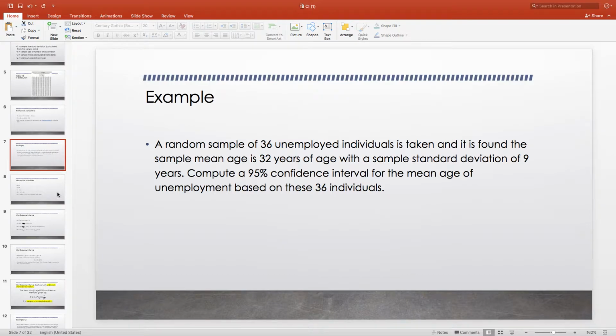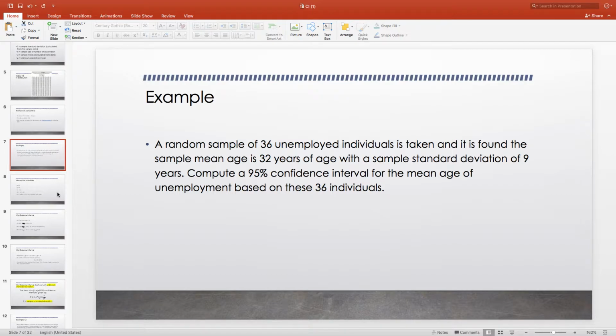that a confidence interval is very practical because it estimates what you would think the population mean age of unemployment is. Okay, but it's very hard to obtain the true population mean, and so a confidence interval is much more practical.